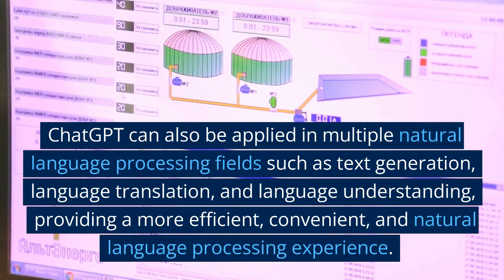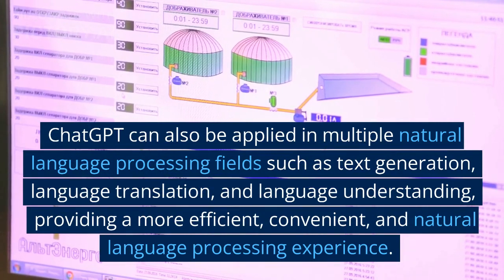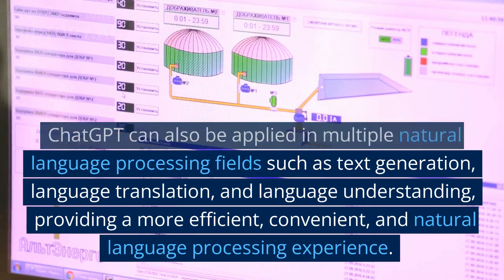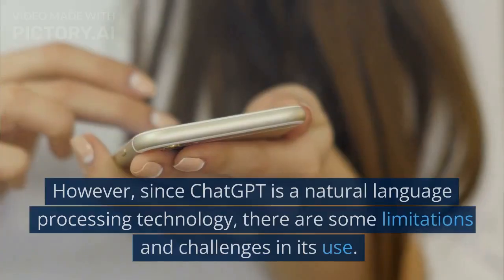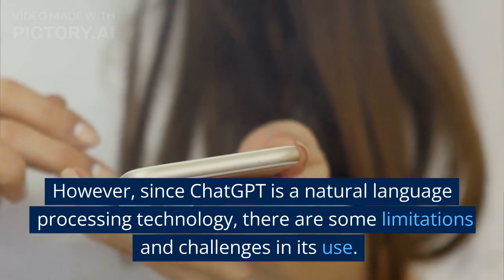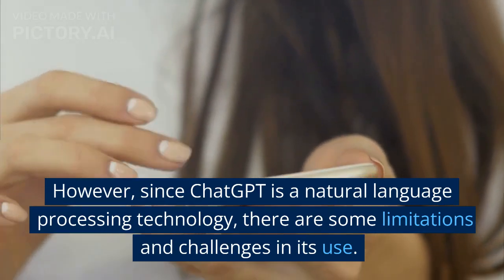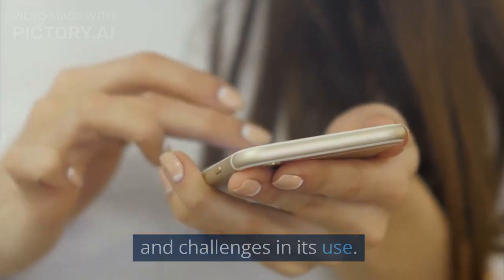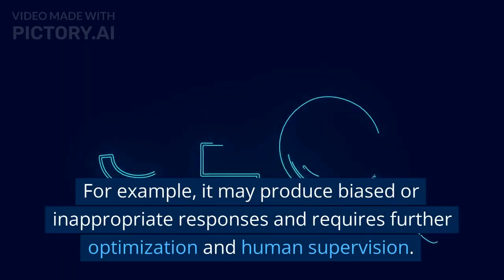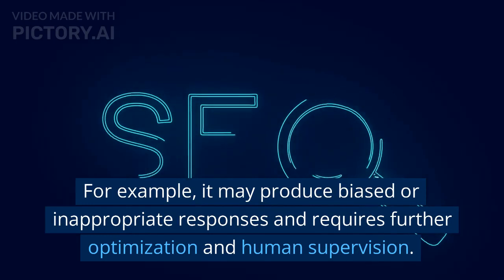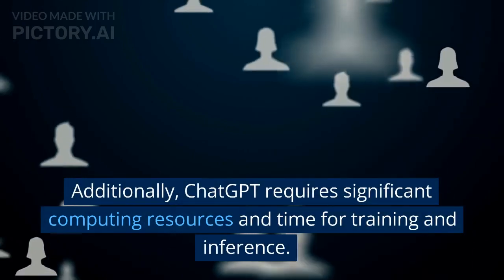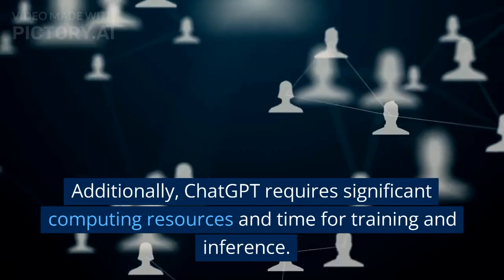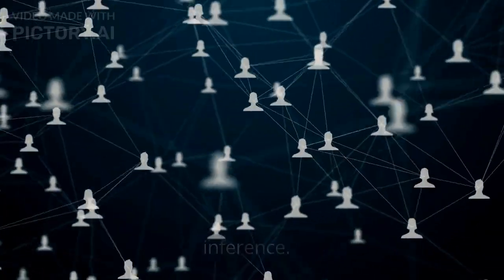ChatGPT can also be applied in multiple natural language processing fields such as text generation, language translation, and language understanding, providing a more efficient, convenient, and natural language processing experience. However, since ChatGPT is a natural language processing technology, there are some limitations and challenges in its use. For example, it may produce biased or inappropriate responses and requires further optimization and human supervision. Additionally, ChatGPT requires significant computing resources and time for training and inference.